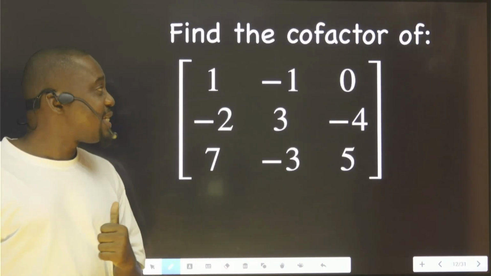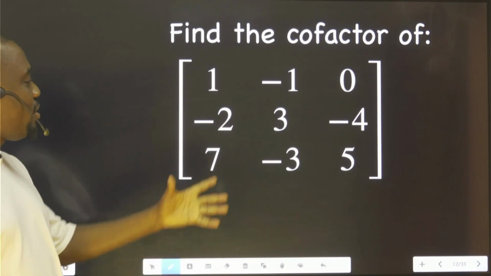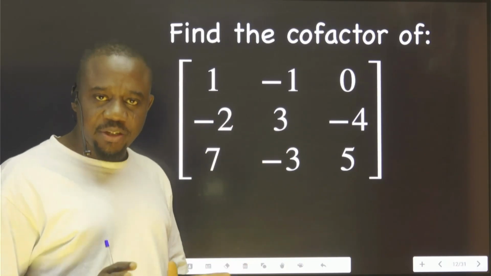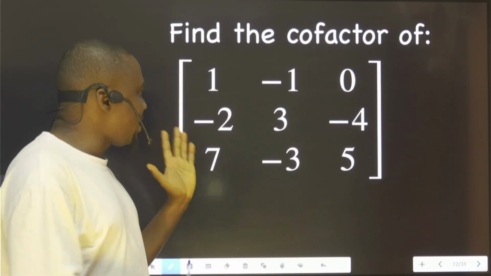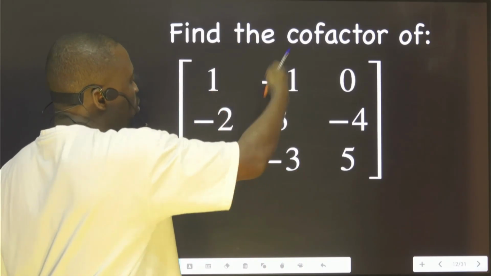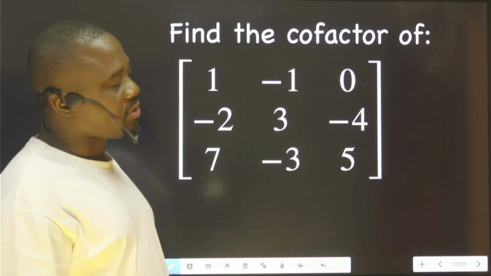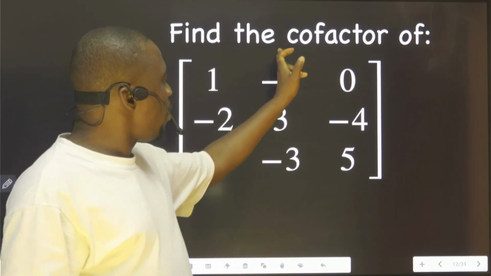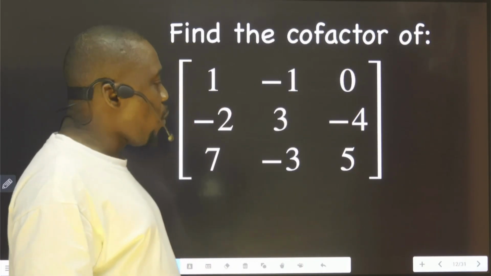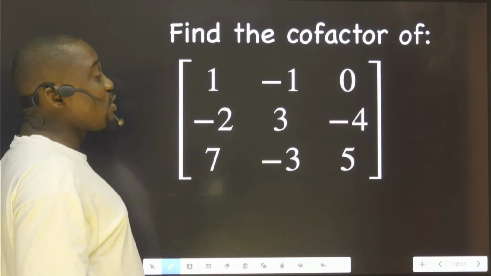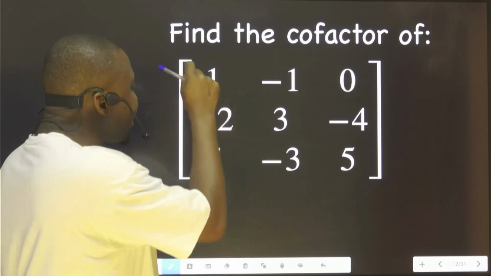Now, let's look at this. It says, find the cofactor of this matrix. The first thing you need to check is, is this a square matrix? As you can see, the number of rows are equal to the number of what? Columns. It means it's a square matrix. Therefore, we can apply cofactor on it. You must check that first. Otherwise, you can't continue. The next is to find what? The minor of each of the elements.